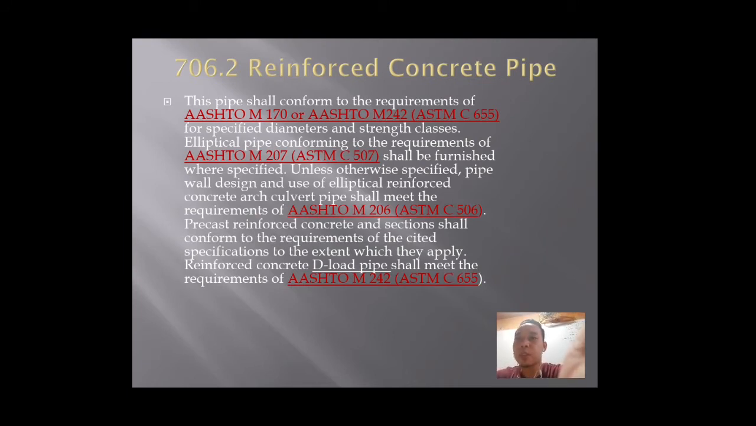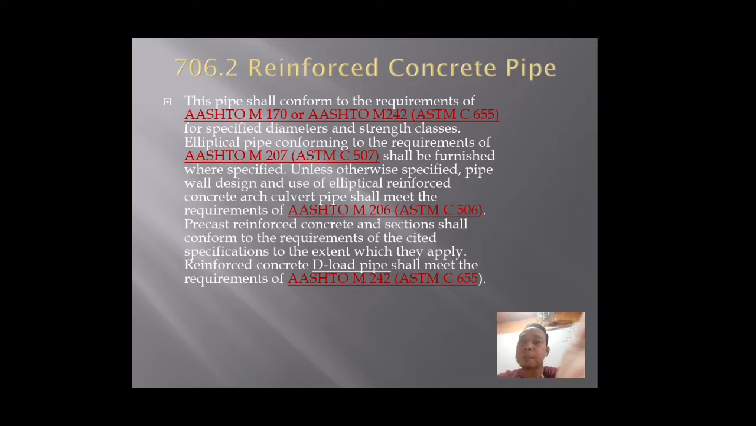Sub-item 706.2, reinforced concrete pipe. According to this book, this pipe shall conform to these requirements. I'm not going to read all of this, so what I did is I just underlined the required standards. AASHTO M170 or M244, also M207 and M206, and lastly the reinforced concrete D-load pipes. When we are going to use the D-load pipes, we shall meet the requirements of AASHTO M242.